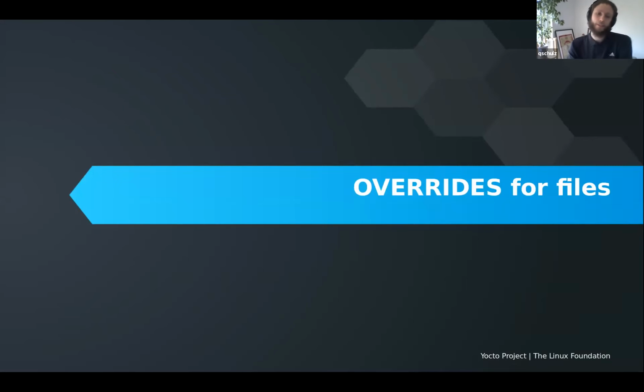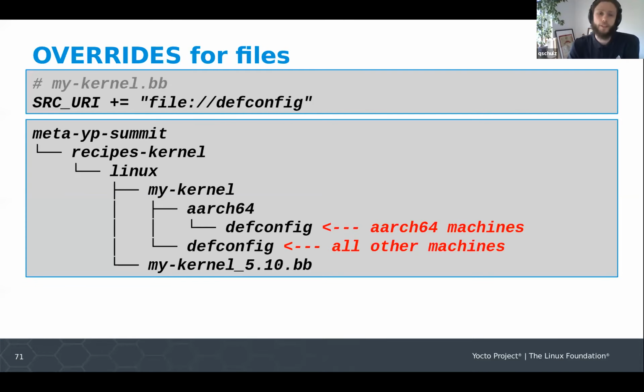So you have the same mechanism kind of for files, and you've probably seen this with SRC_URI in BitBake recipes. And you have the file fetcher, which is in that case defconfig. In our case, in the original recipe, I'll have a subdirectory, which is called my kernel, and in there you have defconfig. So this defconfig is going to be included for all machines. Then you have my kernel ARM64 defconfig, and this one is used only for ARM64 machines. But you have to understand that there is no change involved in the actual recipe. This is done implicitly by BitBake itself.